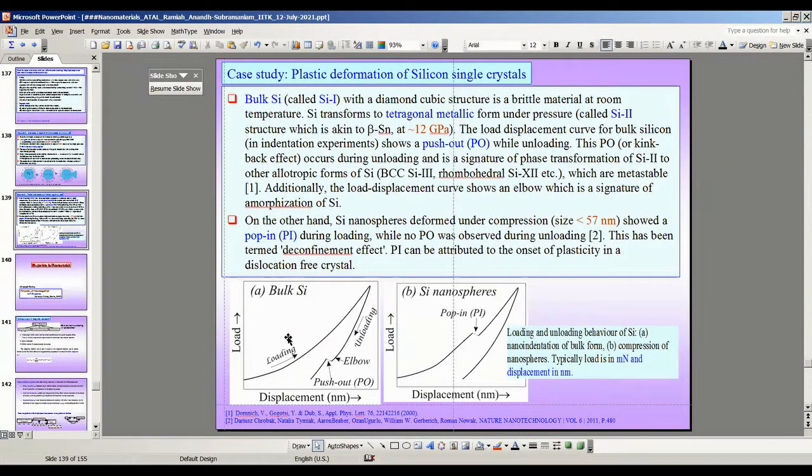People have even tried to deform nano silicon single crystals, and they found something called a pop-in effect, which is not found in the bulk counterpart. People accustomed to these call them nano indentation experiments. This happened because you're now nucleating dislocations in silicon, which was devoid of them.